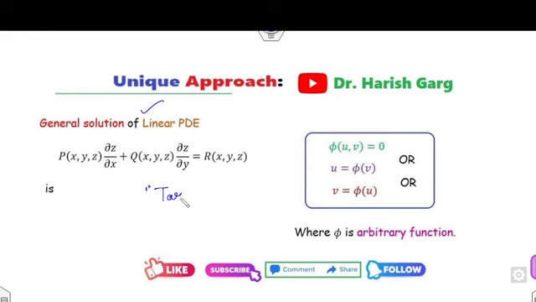Make sure your target is to find the value of phi. What is the function phi? This is your target. And believe me, once you watch this lecture till the end, you will know many shortcut tricks for finding phi in a very simple manner.